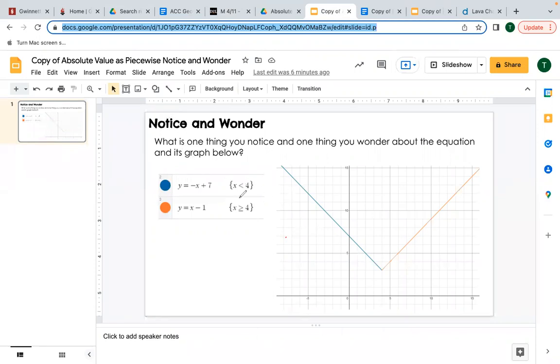So really quick, just look at it and try to make one connection. All right, one thing that I noticed is that they've got these little pieces out here. It's similar equations, but they've got these two pieces that are the same. From x equals 4 on the right-hand side, when it's greater than 4, it's this equation. If it's less than 4, it's this equation.